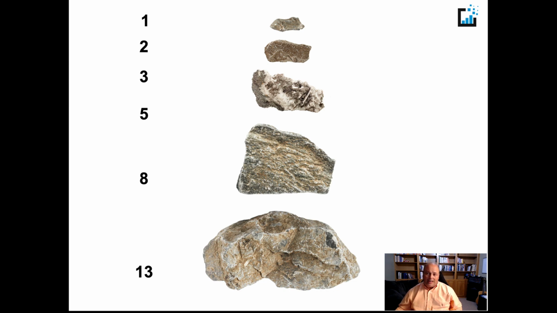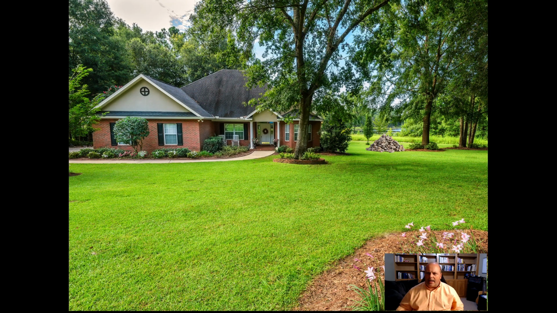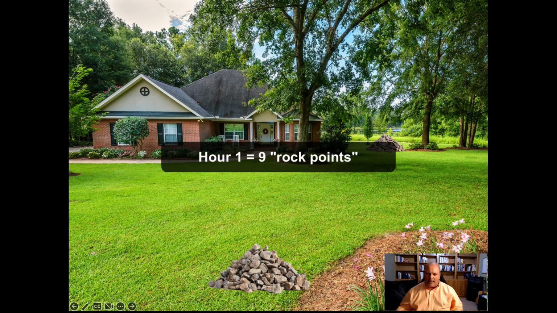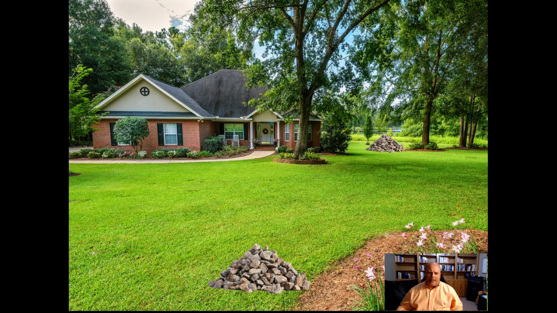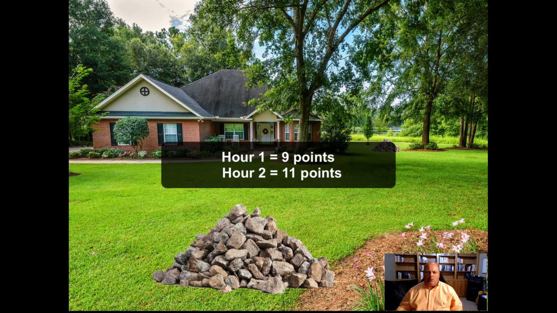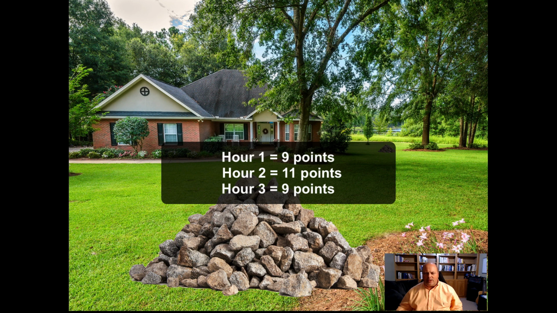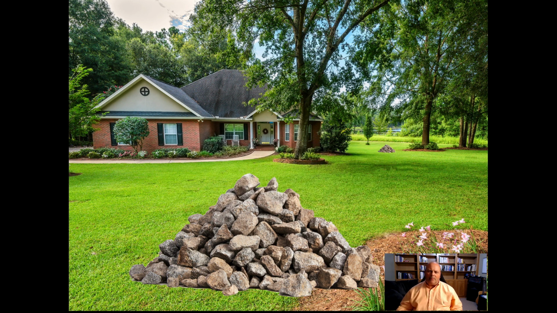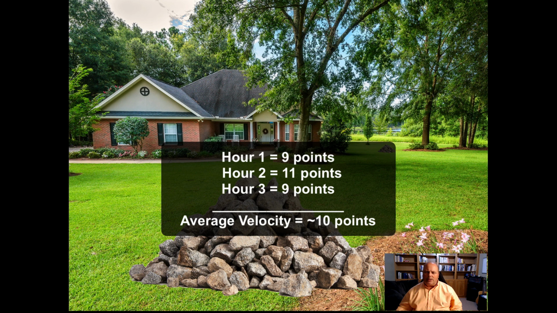I could just count the rocks and measure how many I move each hour. But since I know some will be bigger and harder to move than others, I decided to estimate them using rock points. Now, as I move the rocks, I can measure the number of rock points that I'm moving in each hour. So let's just say in the first hour I move 9 rock points. That could be 9 small number 1s, or it could be 3 medium-sized number 3s. And let's say in the next hour I move 11 more rock points. And in the third hour I move 9 again. So at this point, I'm going to estimate that my velocity is about 10 rock points per hour.